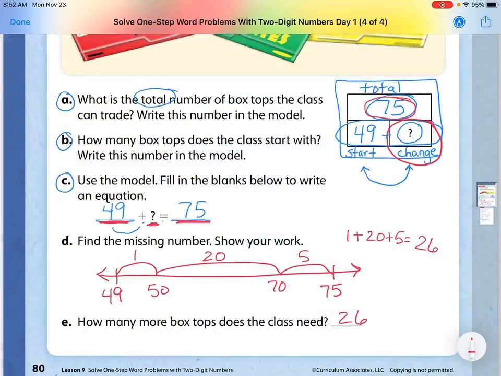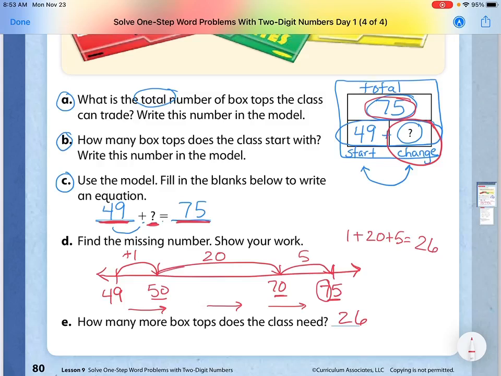Okay, I hope that you found a way to solve this problem, and it could be different than what I did. I did a number line, and I chose to do adding up. My arrows are going in that direction. So I added 1 to 49 because I wanted to get to the nearest 10, which was 50. So 49 plus 1 equals 50. Then I knew that my nearest 10 to 75 without going over was going to be 70, and there's that 10 right there that gave me the clue.